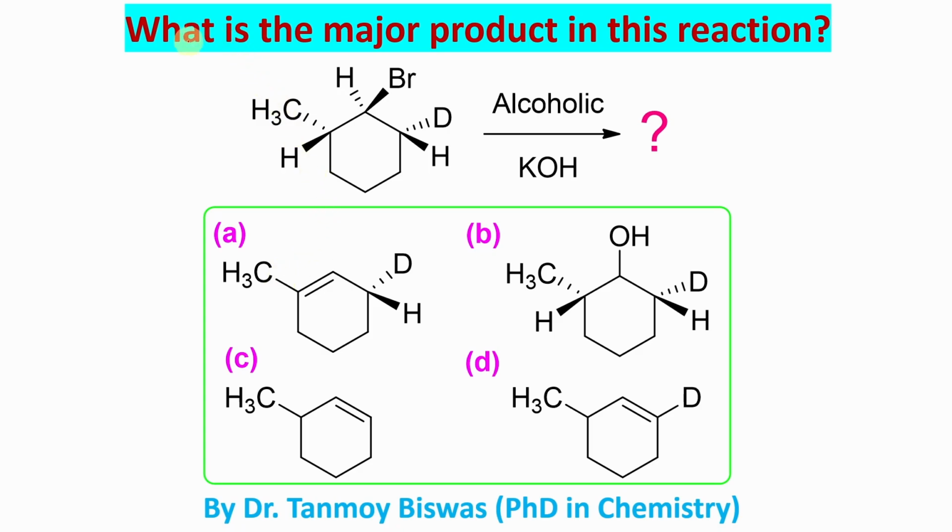Now look at this question. What is the major product of this reaction? Actually, this alkyl bromide reacted with alcoholic KOH. What is the major product?